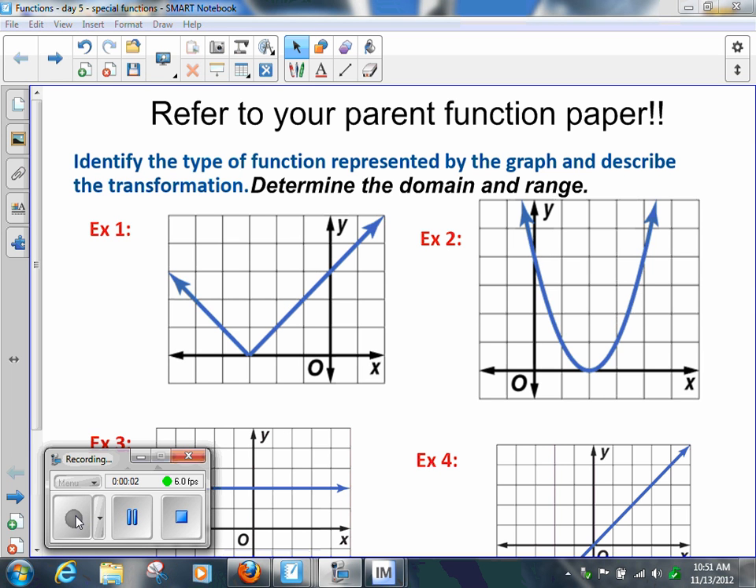Do you remember the sheet I gave you with all the different types of functions? There it is right here. This one says parent functions. Okay. You should have had one. If it's not in your binder, then you might want to check back in that box, because I should have given those to everybody.